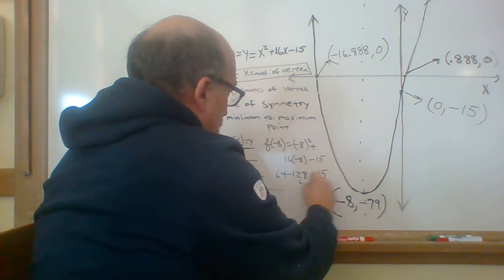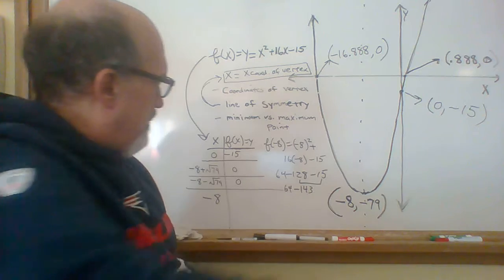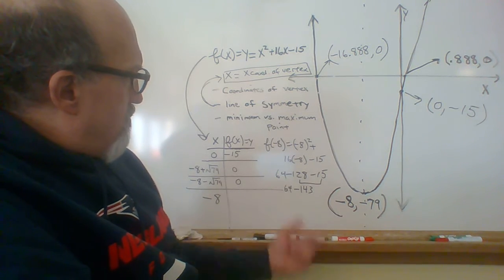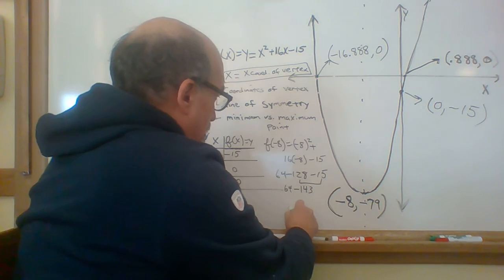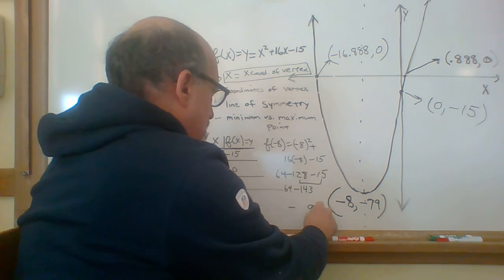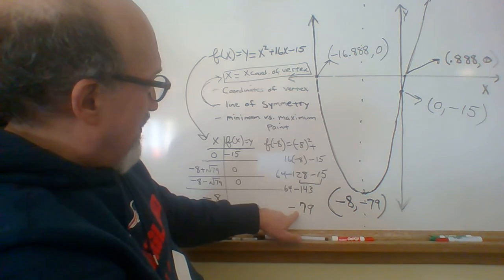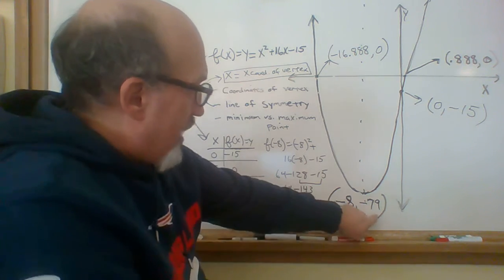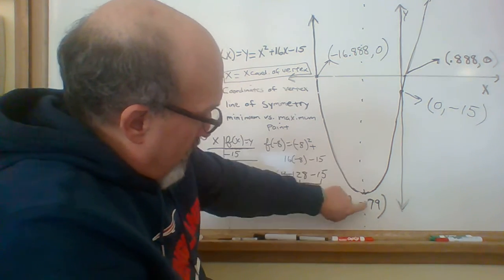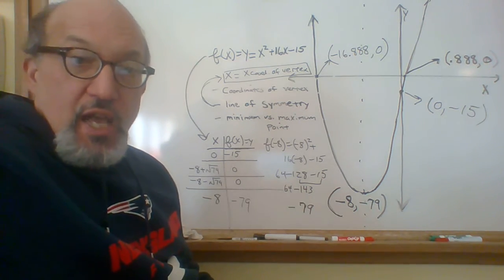Let's put these two together. 64 minus 143. Is that right? And then 64 minus 143 is the opposite of 143 minus 64. So it's going to be negative 79. And I remember that from Desmos. Negative 79. That's what the f of negative 8 is. So that is, oh, and I had it over here before, right there. The coordinates of the vertex are negative 8, comma, negative 79.